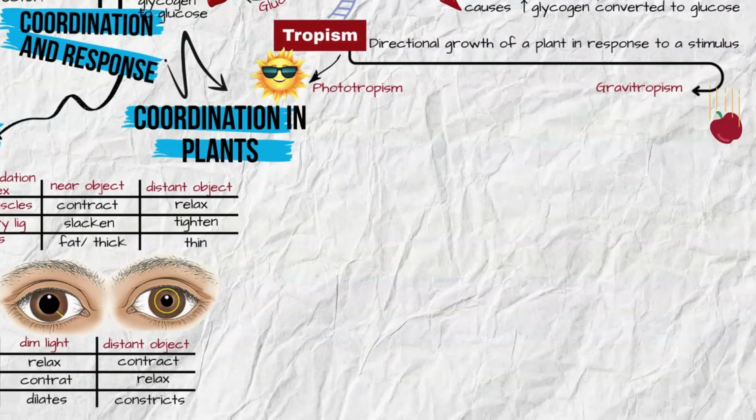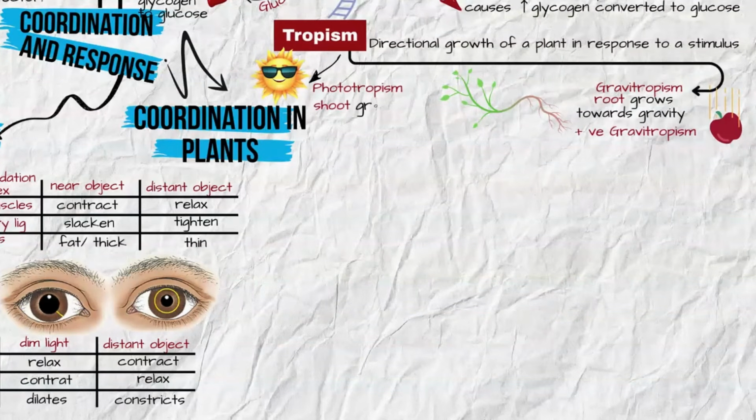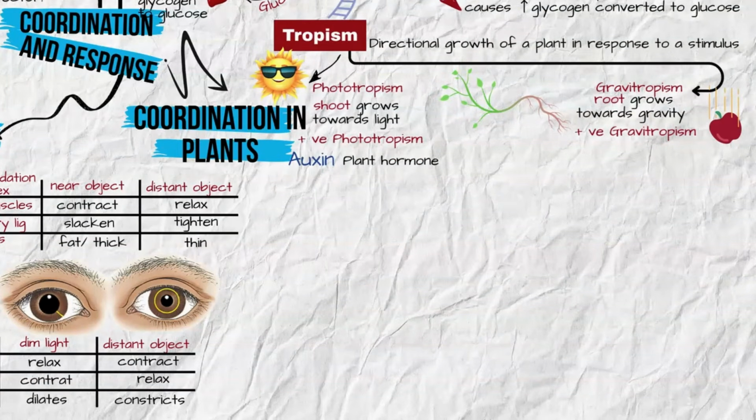Second, you must know the plant responses in both the root and the shoot. The root grows towards gravity. We call this positive gravitropism. The shoot grows towards light. That's positive phototropism. Third, we come to a very important chemical, auxin. Auxin is a plant hormone. It controls plant growth. Let's focus on auxin in the shoot.